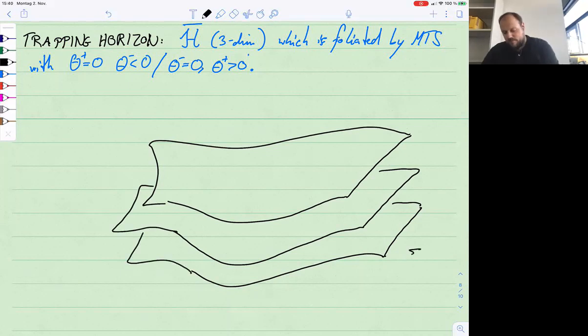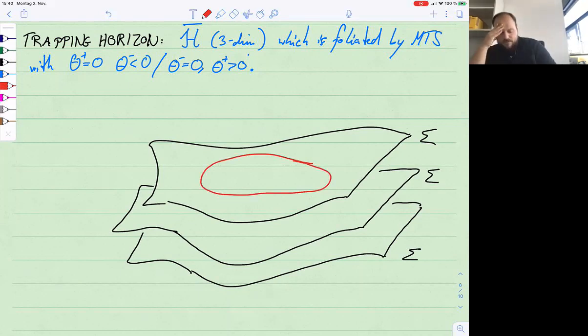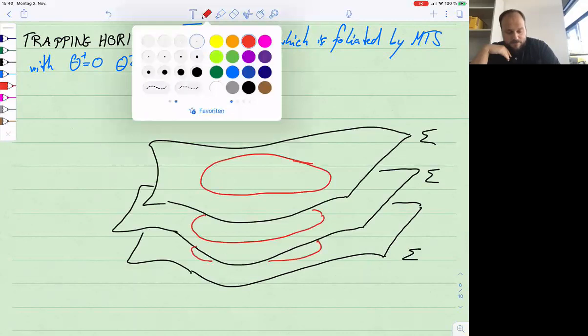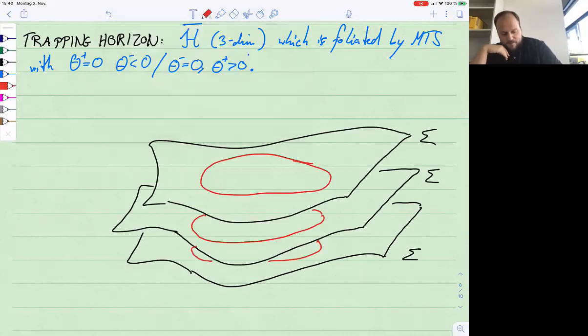Okay, so we have some hypersurfaces, and we can define on this hypersurface some horizon. So we can also have here something, and here we'll have something. So we can define it like that, and here it's like this. Okay, and what we can see is this forms a tube.